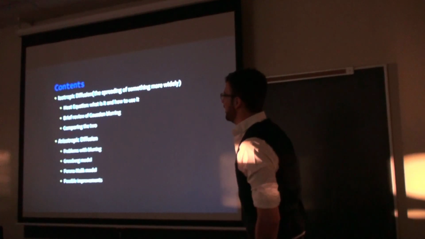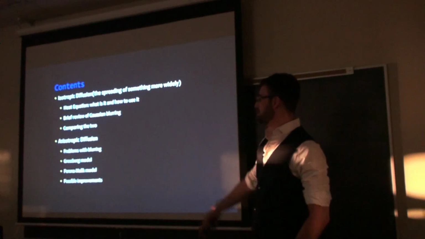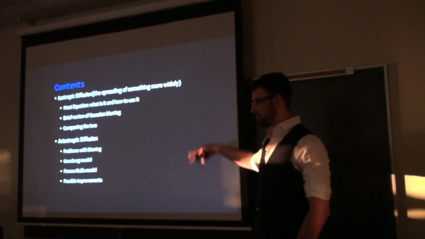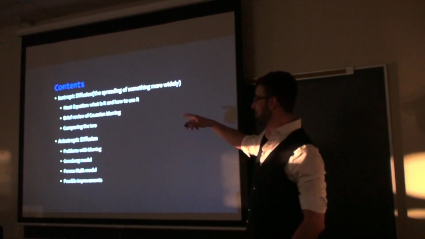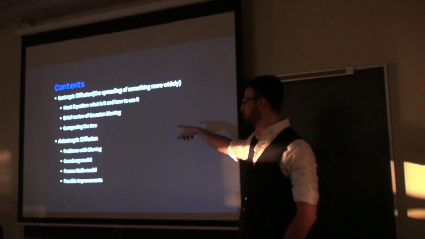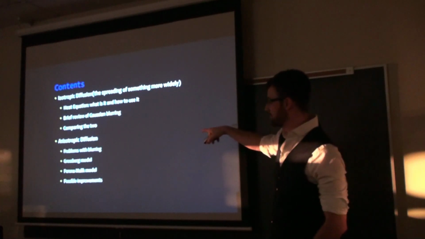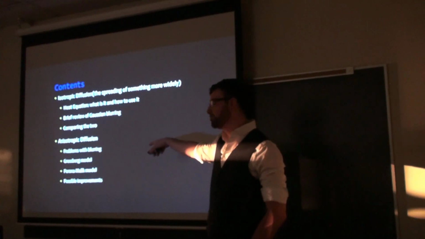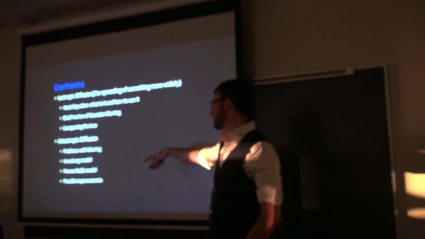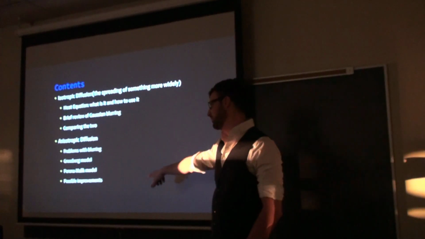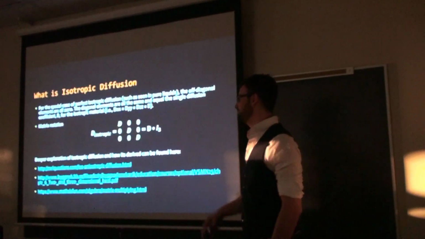Next one. First, we're going to talk about isotropic diffusion, which is the spreading of something more widely. That's the definition of diffusion. We're going to talk about the heat equation first, then a brief review of Gaussian blurring, and then comparing the two, deciding which one's better. Then we'll talk about anisotropic diffusion, the problems with conventional blurring methods that we discussed thus far, the Gauss-Berg model, and then the Perona-Malik model, and possible improvements of it.